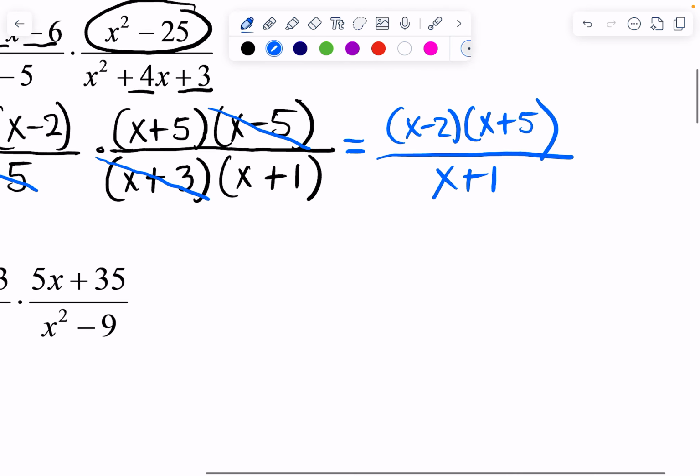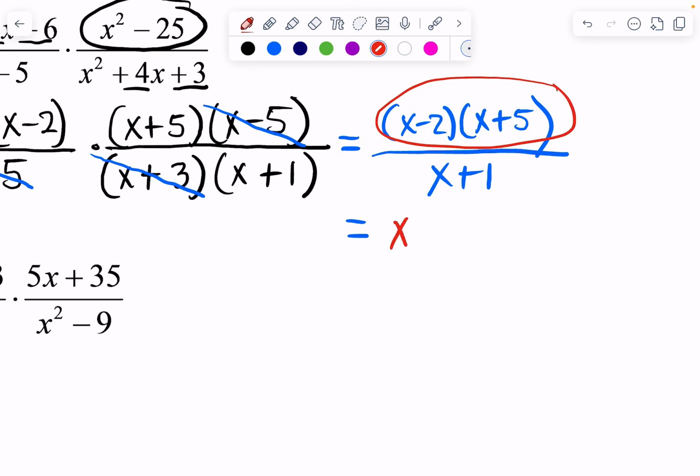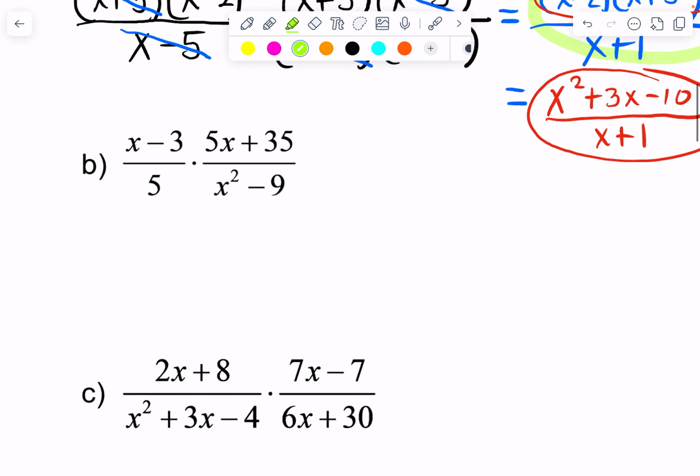If you wanted to expand on that answer and they asked you to, you can of course FOIL the numerator and you would be left with x squared plus 3x minus 10 over x plus 1. Either one of these is accurate, but we're going to stick with the factored form of the answer for these lessons. All right, so let's move on.